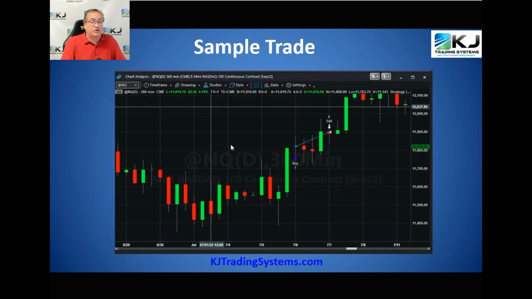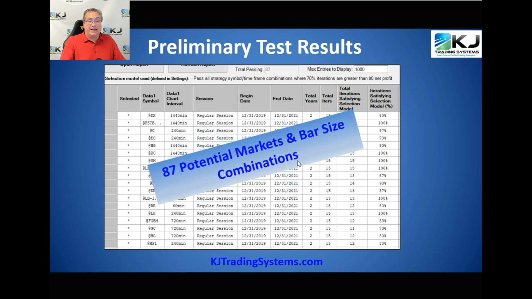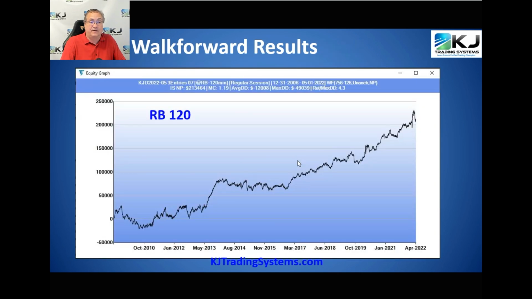Here's a sample trade of just a breakout, and you can see it's the highest high and it buys above it, it buys, and then a little later it sells. Pretty simple. When I look at preliminary testing over 2 years, I've got 87 different combinations of markets and bar sizes that pass. So there's quite a bit of potential here over the last couple of years.